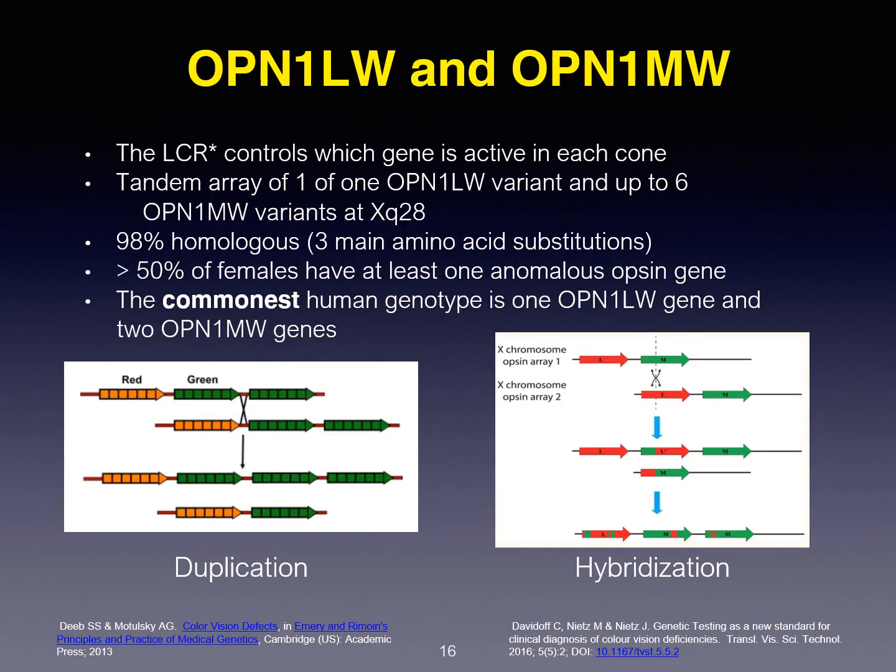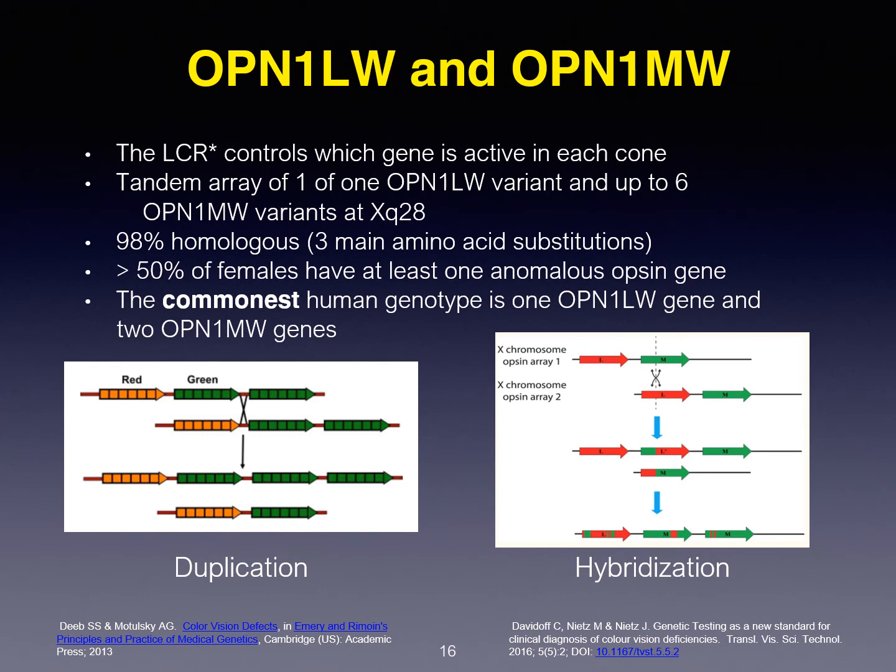In this slide, we can see that the locus control gene is followed by more than one long wavelength variant in most normal humans. The commonest genotype is illustrated in the bottom left, where there is one red followed by two green opsin genes. And in this diagram, an error in replication has occurred so that the green gene has been duplicated. And this is a common event.